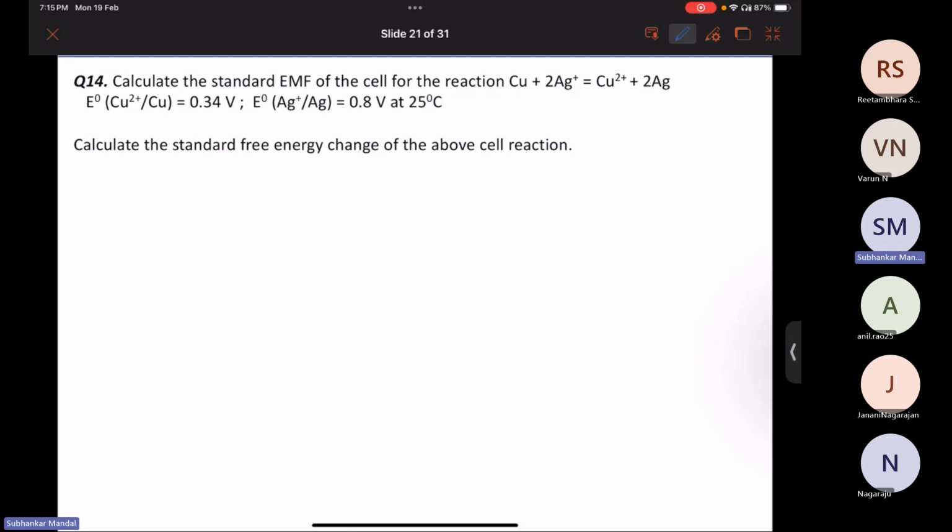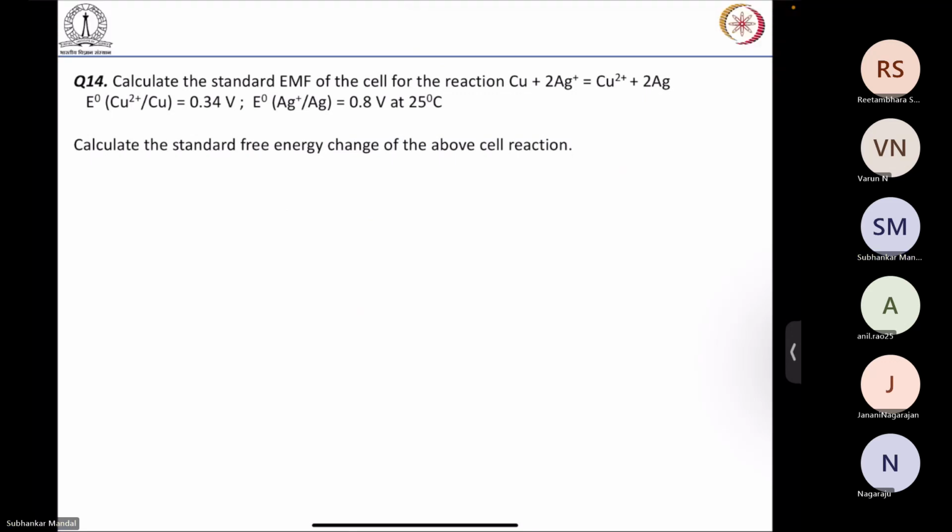So we can go to the next problem. Calculate the standard EMF of the cell for a reaction copper plus Ag plus going to copper 2 plus and Ag. The standard potential is given. Then calculate. After that, this is one question: calculate the standard EMF value and then calculate the standard free energy. Okay, so this is quite easy.